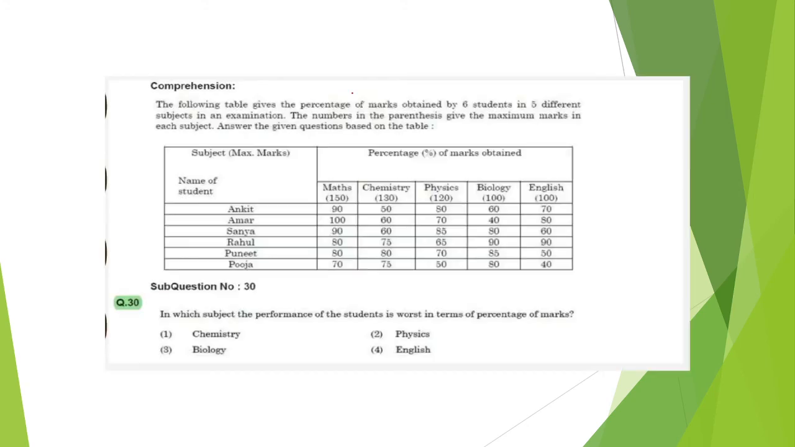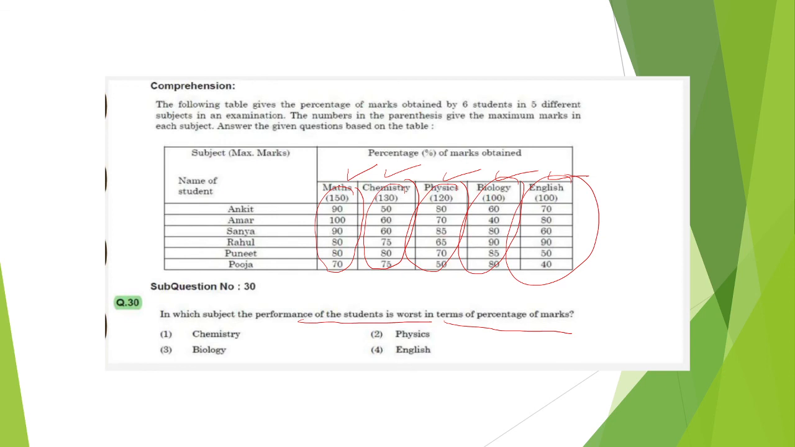In which subject is the performance of students worst in terms of percentage of marks? Here we have maths, chemistry, physics, biology, English. We have to see subject wise. Here the average is most important, but we can't do all these averages, right? Whenever there are many averages like this, we can easily eliminate by comparing one with another.